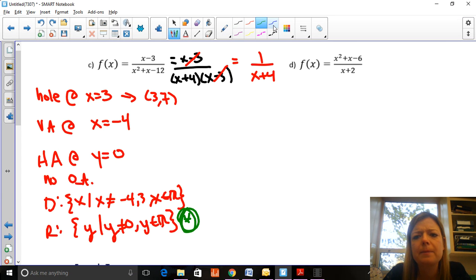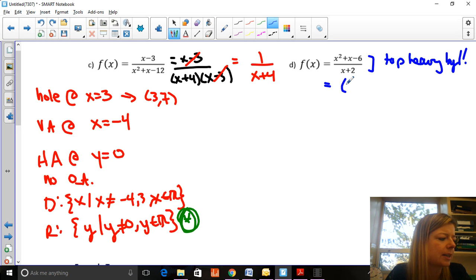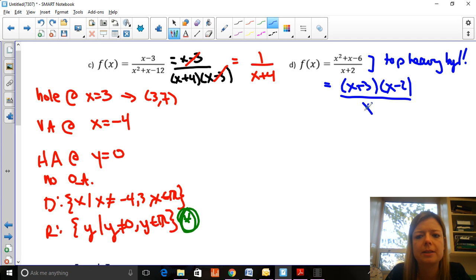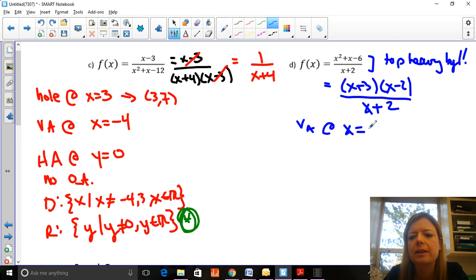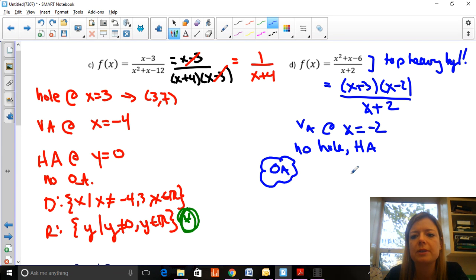So over here, you'll notice already that I'm going to have an oblique asymptote because it's top heavy by 1. So first I'm going to factor, so I get x plus 3, x minus 2 on the top, and x plus 2 on the bottom. So there's no holes because nothing crosses off. I have a vertical asymptote at x equals -2. There's no horizontal asymptote since it's top heavy. But I do have an oblique asymptote, so I've got to do this division.